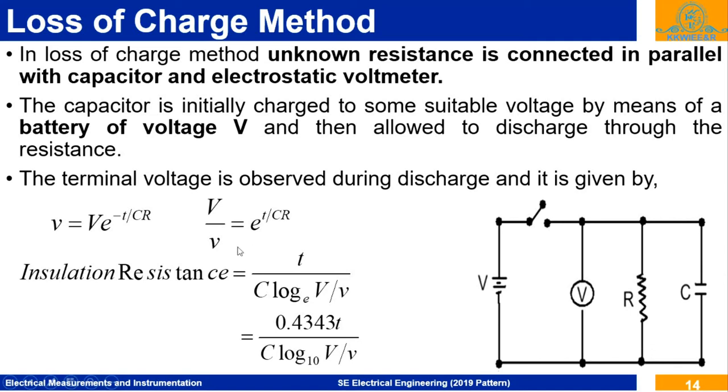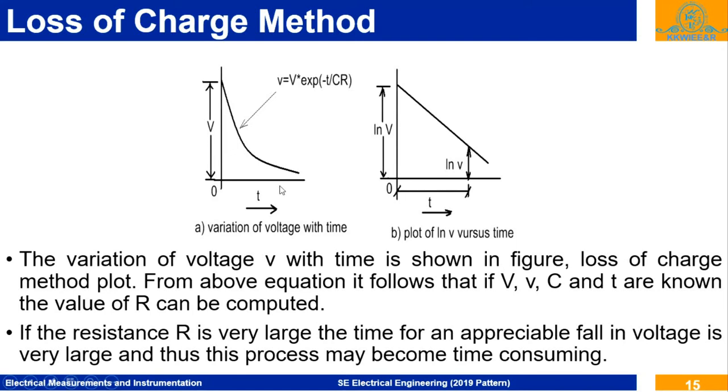So here we have the discharging equation of the capacitor: v is equal to capital V e raised to minus t by RC. Okay. So this RC is nothing but the time constant. By reshuffling this equation, we get V by v is equal to e raised to t by CR. And insulation resistance is equal to t divided by C log capital V upon small v. Converting this natural log to base 10, we get 0.4343 t divided by C log 10 of V by v.